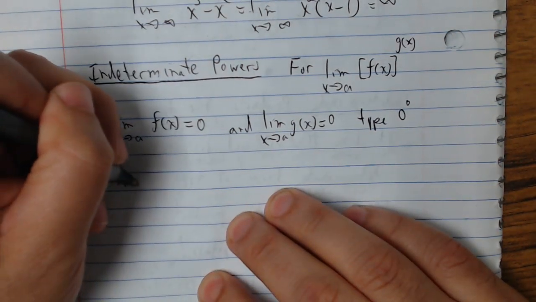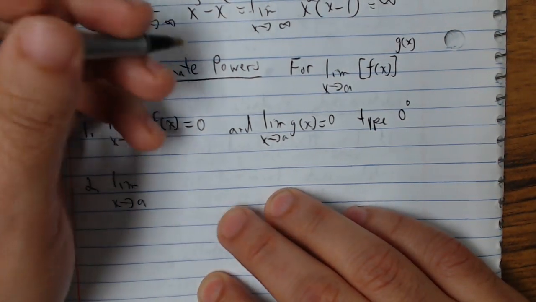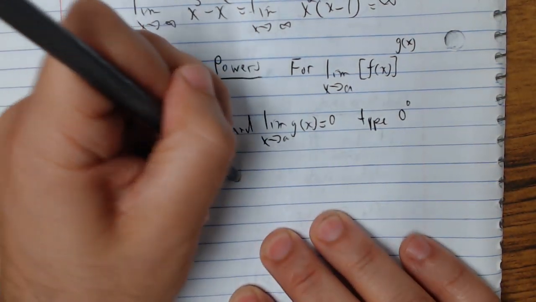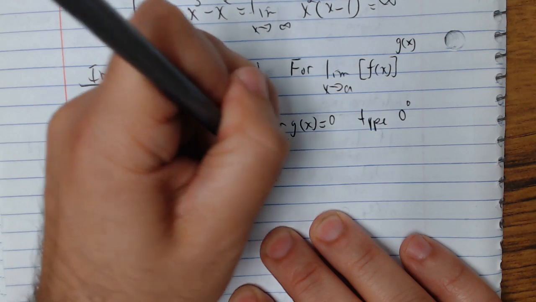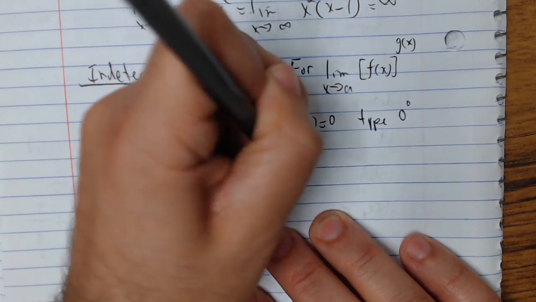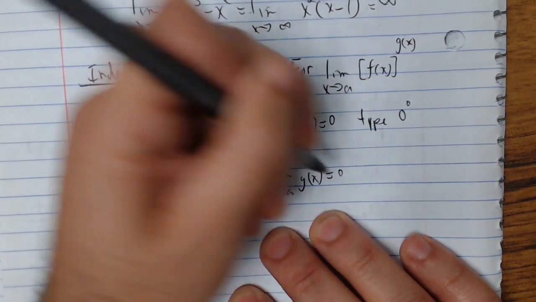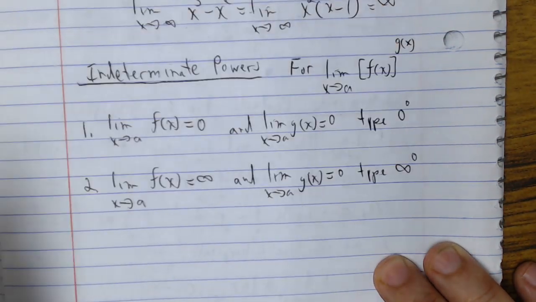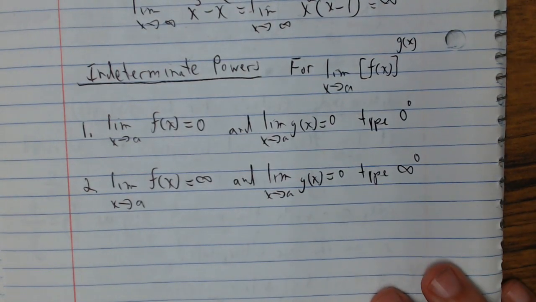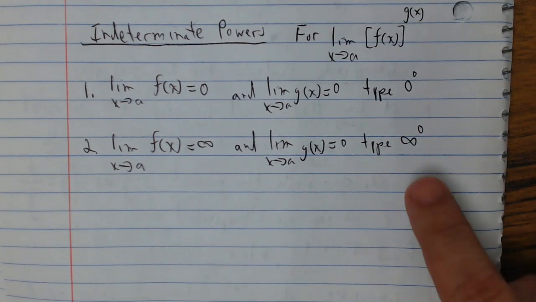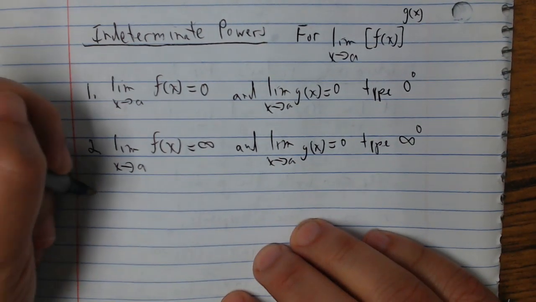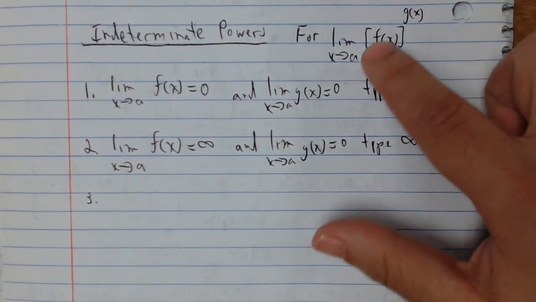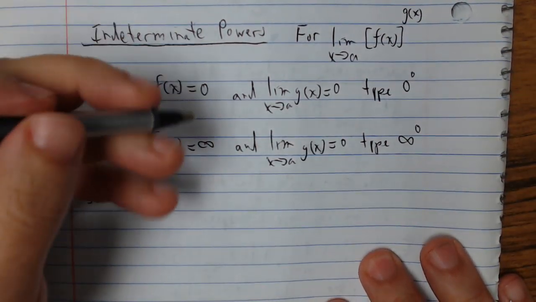And then the other possible scenario is the limit as x approaches a of f of x equals infinity, and the limit as x approaches a of g of x equals 0, which is the type of infinity to the power of 0. So if I have infinity to the power of 0, I still don't know what that is. So once again, we would have to manipulate this exponential in a way where I could solve it using L'Hopital's.